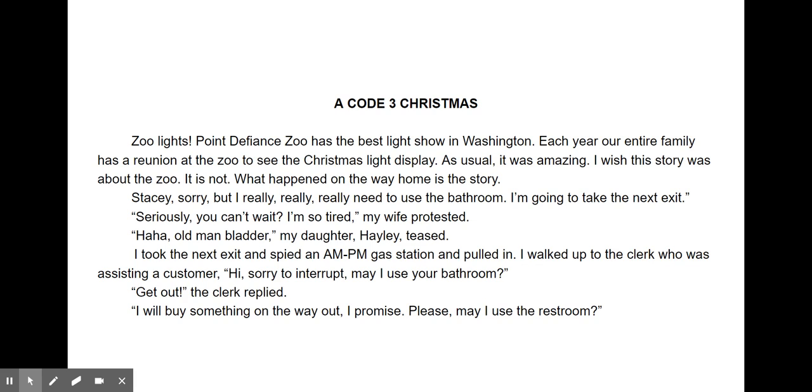Title: A Code 3 Christmas. Zoo lights! Point Defiance Zoo has the best light show in Washington. Each year, our entire family has a reunion at the zoo to see the Christmas light display. As usual, it was amazing. I wish this story was about the zoo. It is not. What happened on the way home is the story.